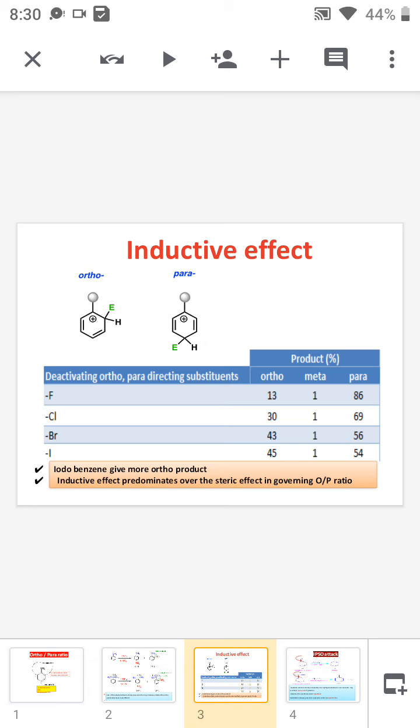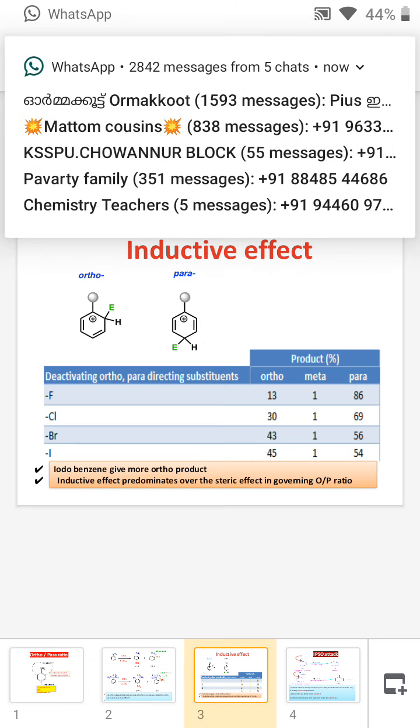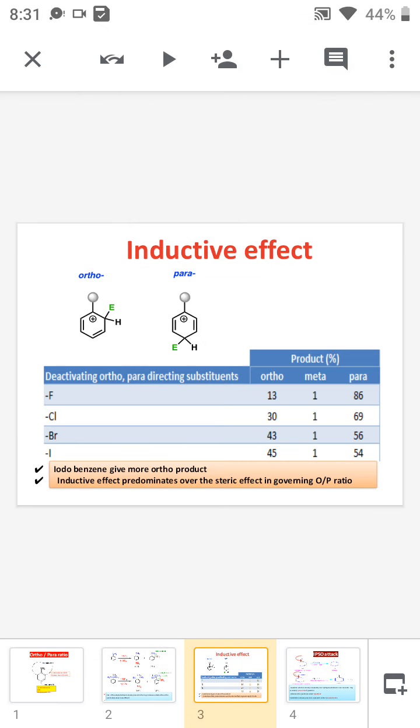That's why in this case inductive effect predominates over the steric hindrance. That's why the ortho-para ratio is higher than that of the other halogen groups. So in conclusion, the ortho-para ratio depends upon the steric hindrance of the starting material and the inductive effect of the substrate. As the steric hindrance increases, the ortho product decreases, and as the inductive effect increases, the ortho product increases.